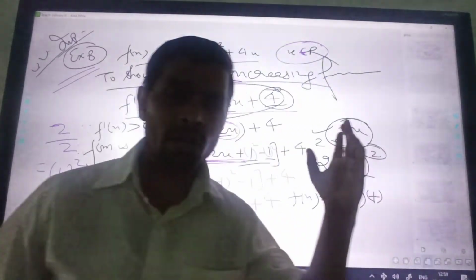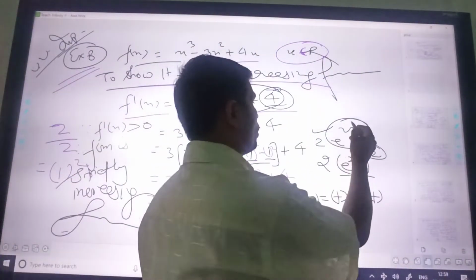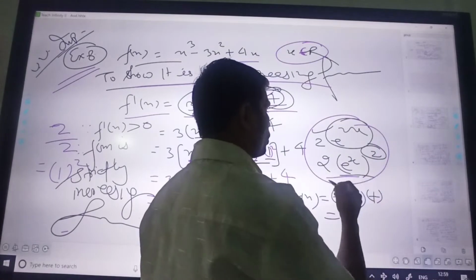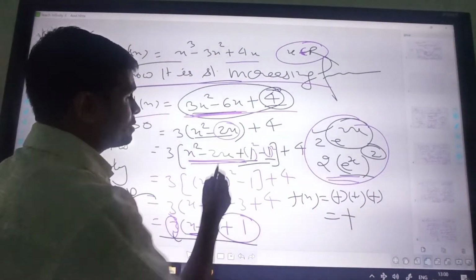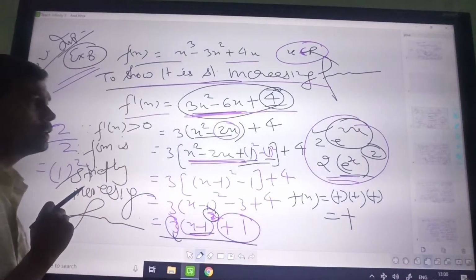But in the previous question, you saw that it was a simple question. You were easily able to prove that it is positive. But here the problem is this one, x. Here x is involved. So now this is creating the problem for us.